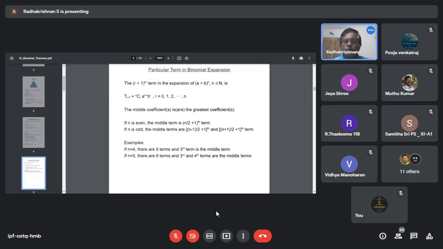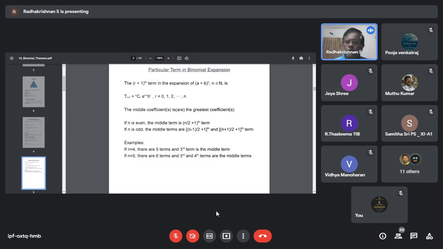So if n is even, the middle term is the n by 2 plus 1 th term, and if n is odd, there are two middle terms, which are the n minus 1 whole divided by 2 plus 1 th term and the n plus 1 whole divided by 2 plus 1 th term. For example, if n is 4, there are 5 terms and the third is the middle term. When n is 5, there are 6 terms and the third and fourth are the middle terms. So this is also very useful.